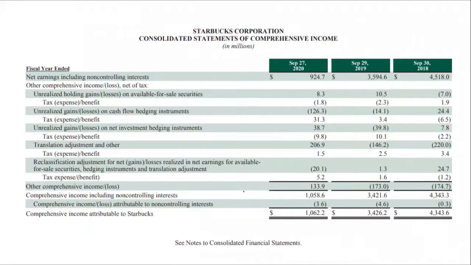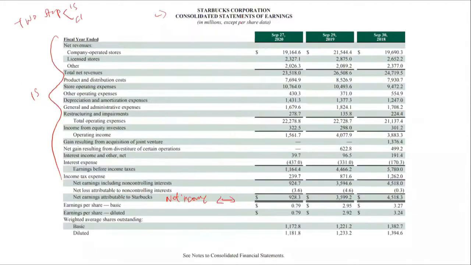And in the next slide, this is the statement of comprehensive income, where you add some other non-operating gains and losses. So the comprehensive income statement usually reports non-operating gains and losses, whereas all this section is coming from the business's operating activities.